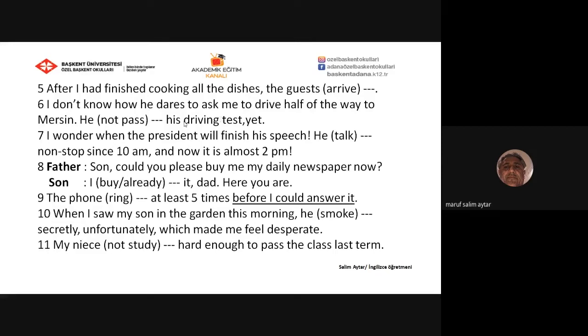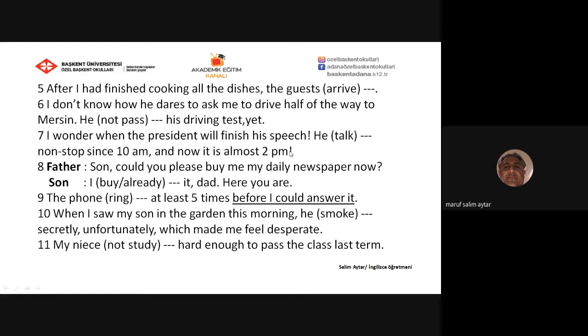I wonder when the president will finish his speech. He blah blah blah non-stop since 10 a.m. and now it is almost 2 p.m. So an action that started in the past and which is still going on.